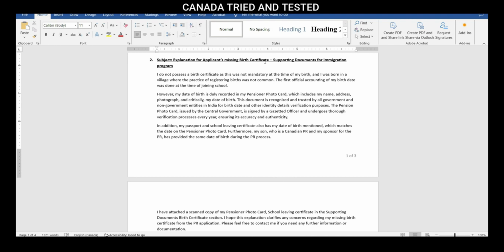Furthermore, my son, who is a Canadian citizen and my sponsor for the PR, has provided the same date of birth during the PR process. When the process was happening, be it PR or citizenship, parents' details are asked, and all this detail was mentioned there. I have attached a scanned copy of my pensioner photo card and school leaving certificate in the supporting document, birth certificate section. I hope this explanation clarifies any concern regarding my missing birth certificate from the PR application. Please feel free to contact me if you need any further information or documentation.